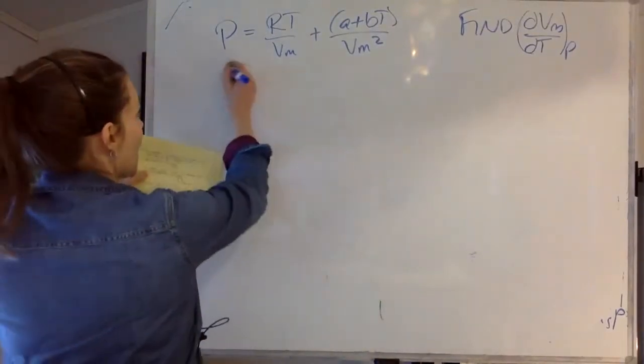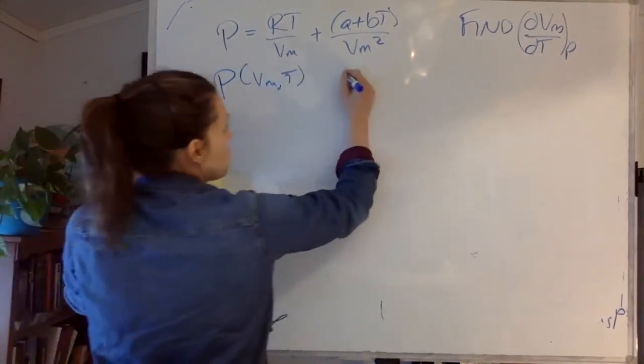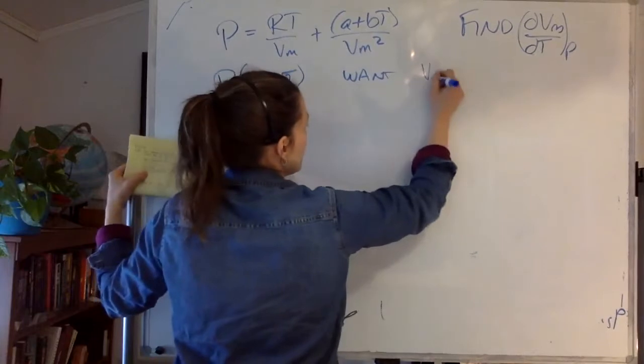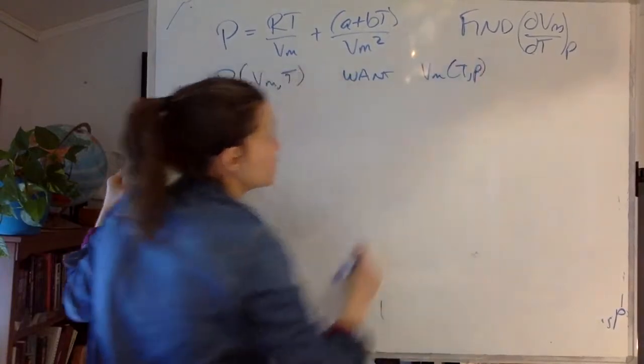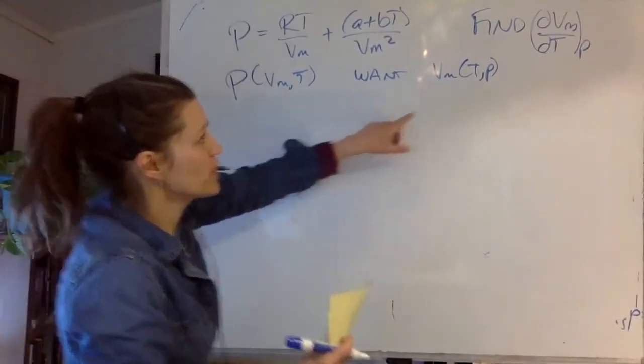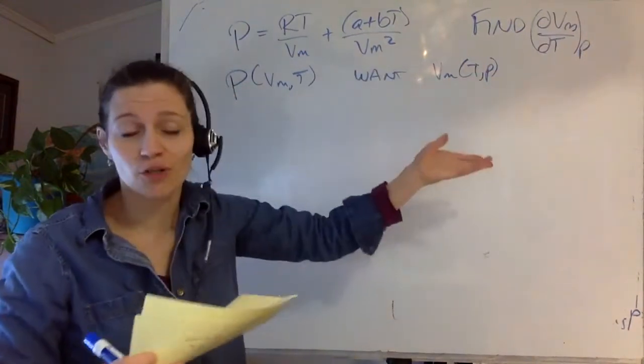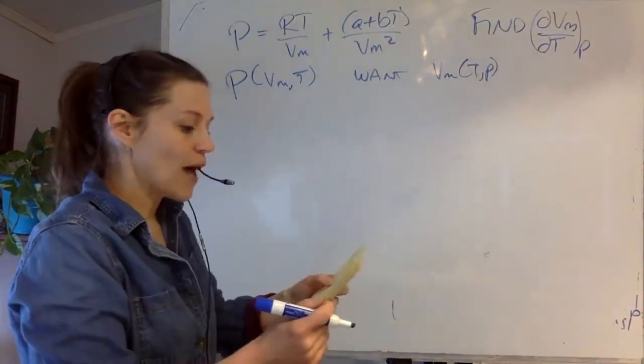Okay, we have P of Vm and T, but we want V as a function of T and P, so we can just take the derivative. So this is where it gets a little tricky because we have the partial V. If you had the function of V, you could just take the partial derivative and call it a day. Well, how do we do that?